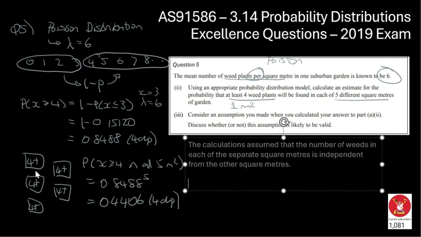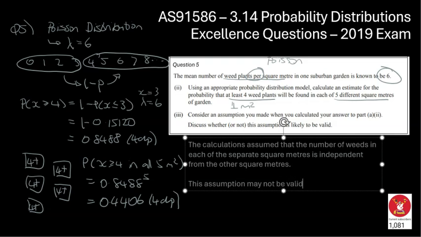If there's weeds in one, that's probably going to increase the chance that there are weeds in another. And vice versa, if there's no weeds in one of them, that probably means the next one's less likely to get weeds as well. So we want to talk about that idea that if they're next to each other, the weeds are going to be impacting the other square meters, which probably means we don't have that assumption of independence that we need. So this assumption may not be valid.